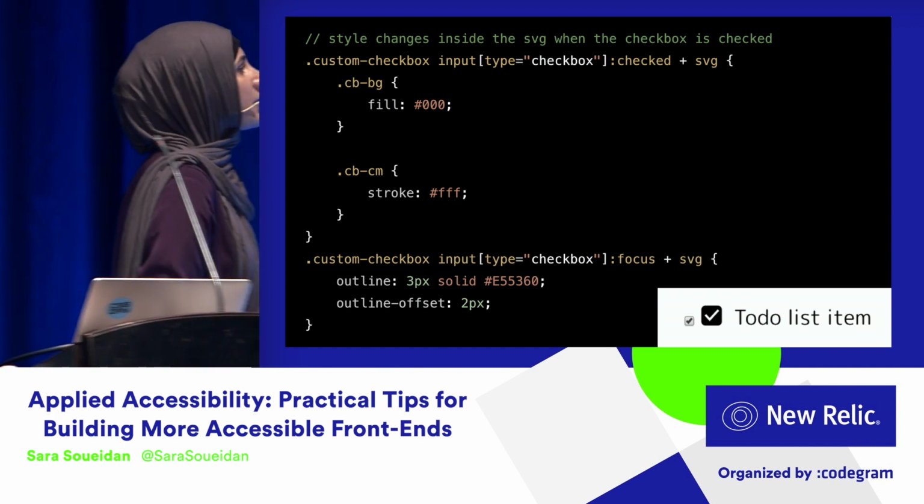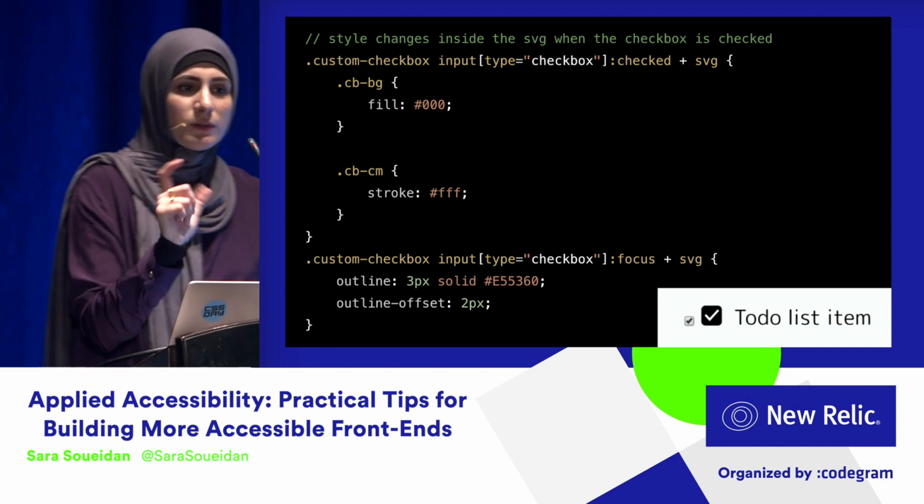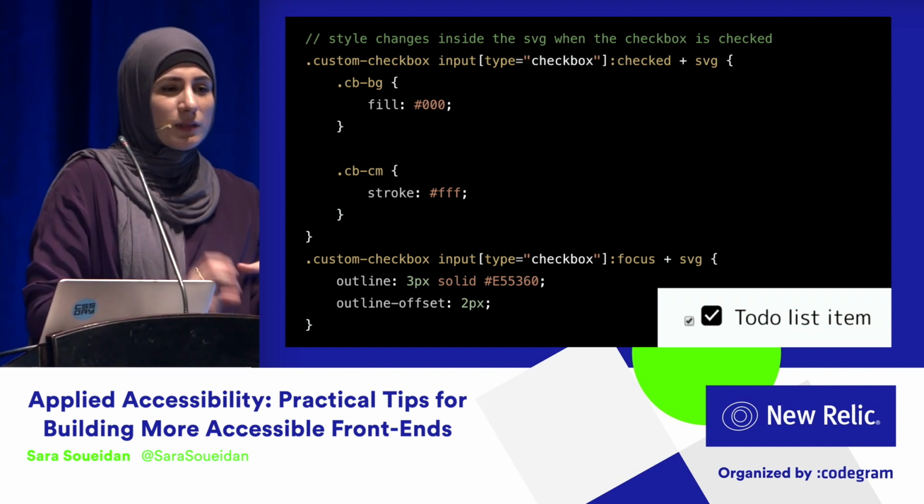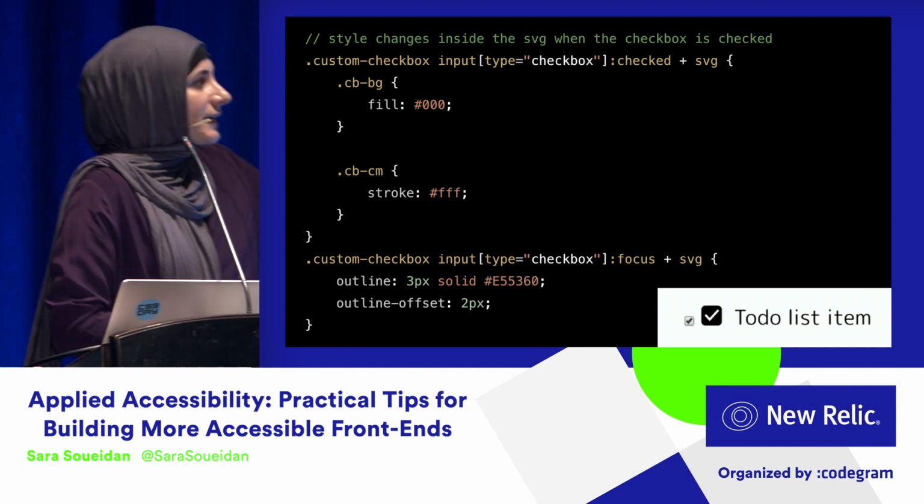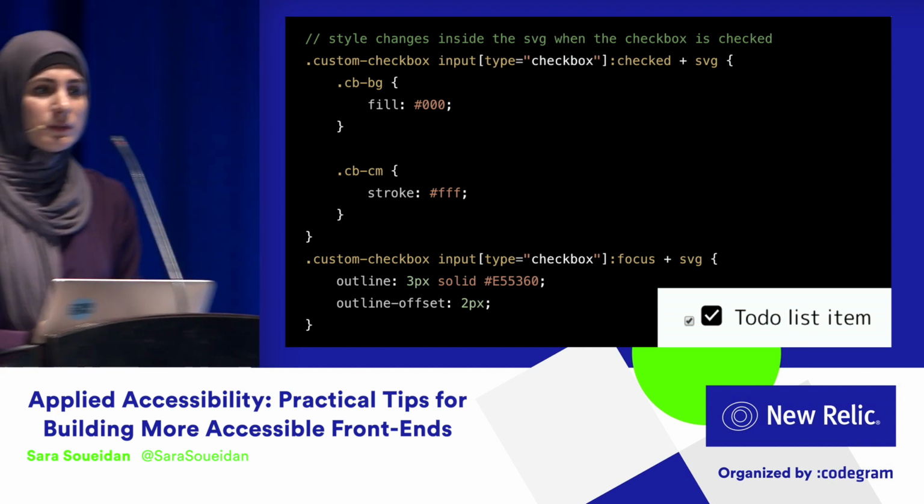Also, something that you don't want to forget is to ensure that you add a focus style. Because the SVG is a visual thing, it cannot be interacted with, but you still want to make it look like it was interacted with. When the native checkbox is focused, you select that SVG and give it an outline, for example, a focus style.